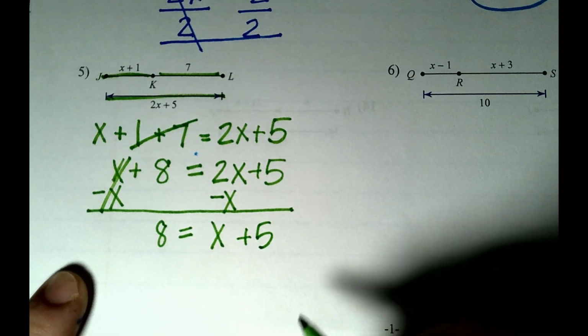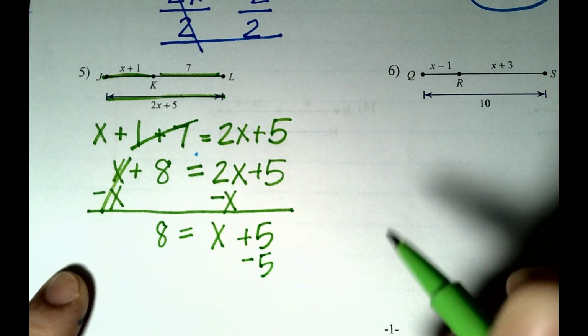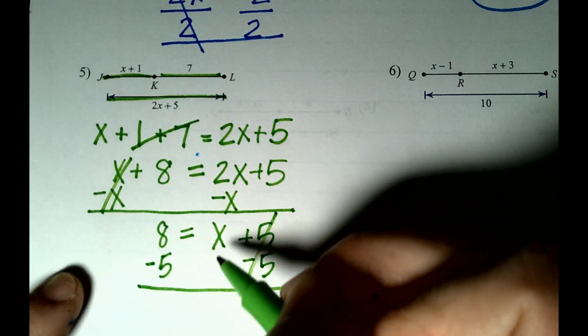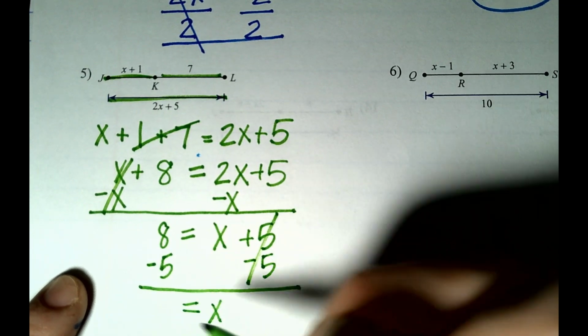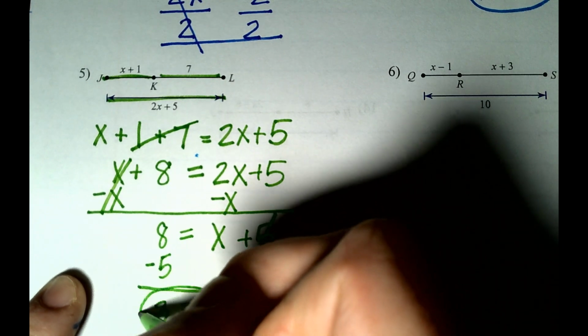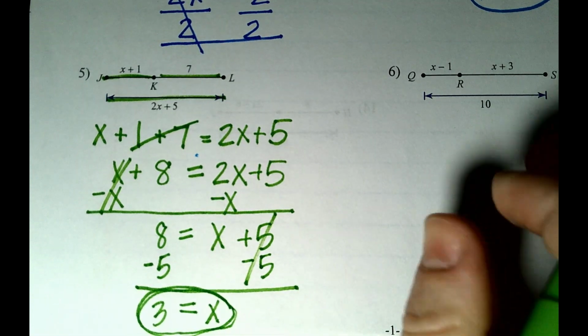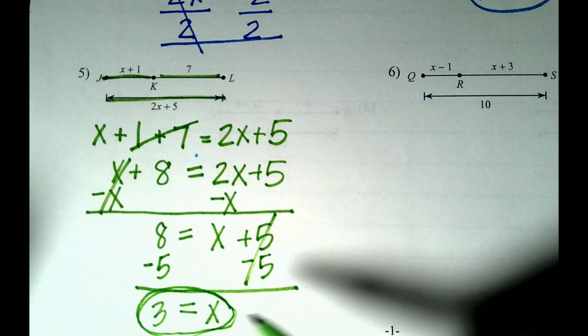Subtract 5 from both sides. Yes. Those 5s will cancel and we'll get x equals what? 3. Perfect. You got the same answer, but a different way? Did you do your x's first and then your numbers?